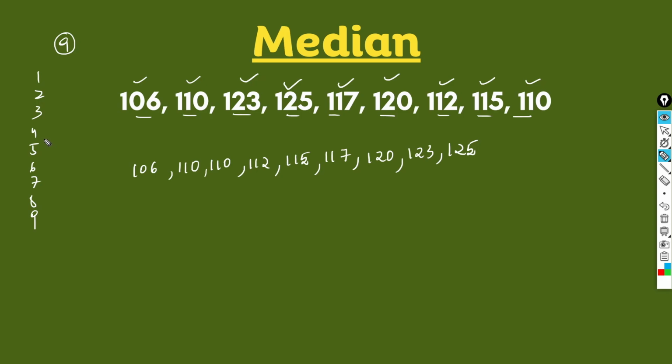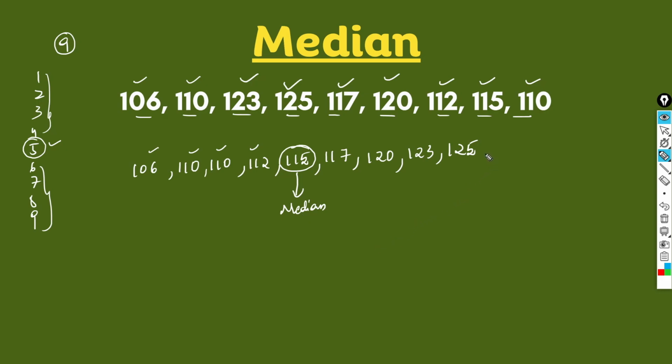So in 9 observations, what is 5? The middle observation, because there are 4 observations before and 4 observations after. That means the 5th term, that is 1, 2, 3, 4, 5. And the 5th observation is what? Median. So the middle observation of ascending order of given data is called median.